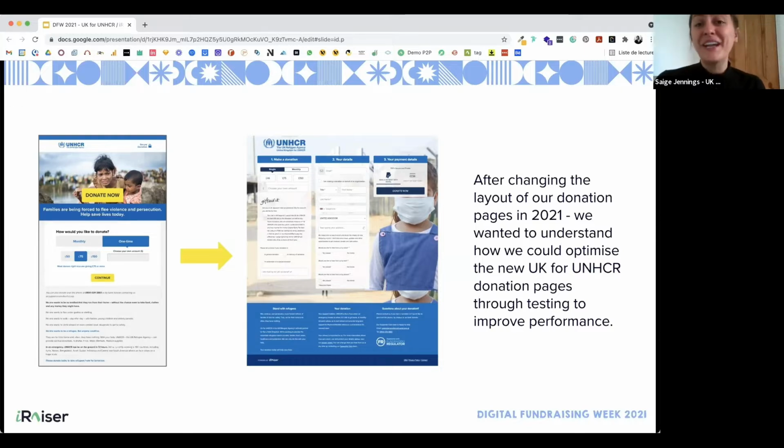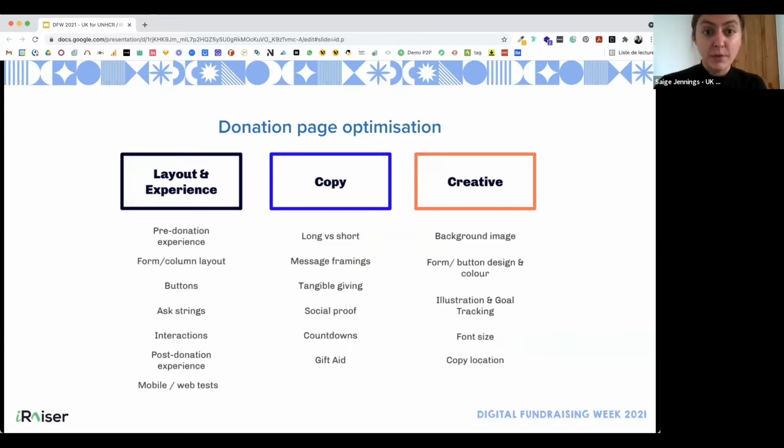When we moved to UK for UNHCR, our forms were totally different again, and it was about looking at how this new 3-column form could give us the same results, and how we'd be able to improve and optimize the new pages through testing. So that's what we ended up with, that 3-column page. And then I can go through what our process was.